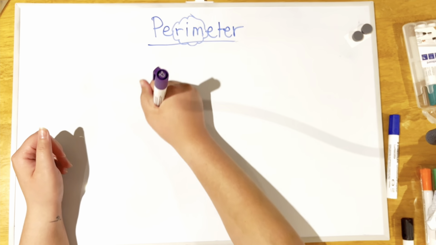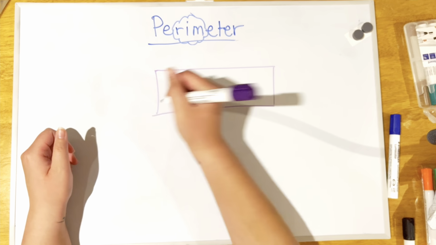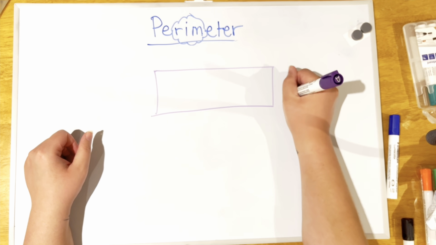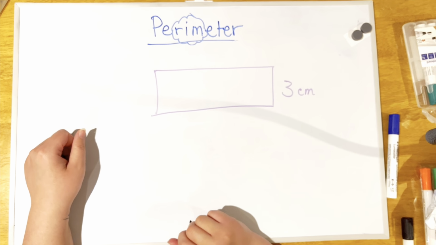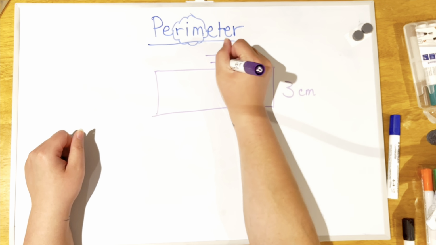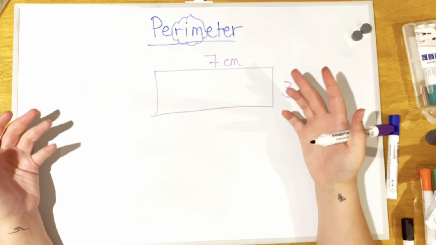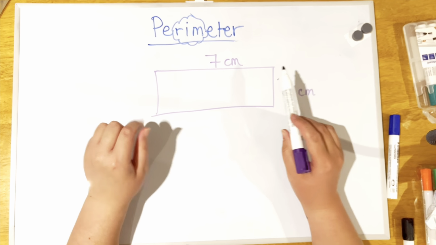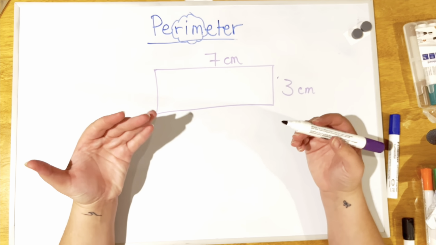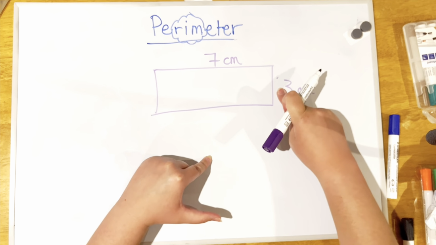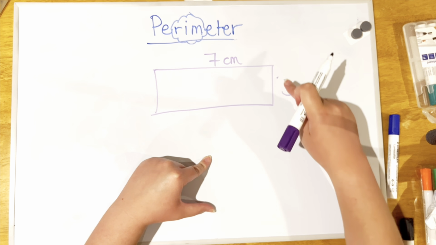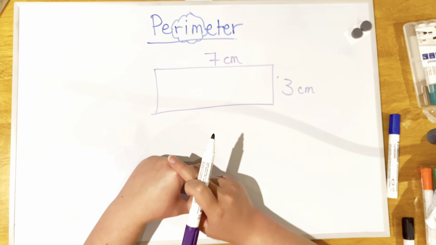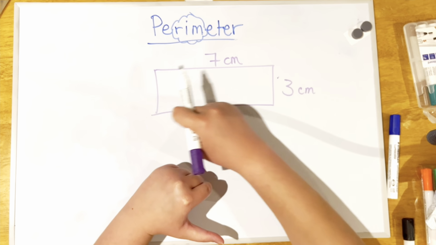What about if I had a rectangle? So I know that, for example, I could say that this side is 3 centimetres and this side is 7 centimetres. Again, I know that with a rectangle, these two sides are the same and these two sides are the same. So if I'm working out the perimeter and I want all the way around, I need to add them all together, not just these two, all of them.